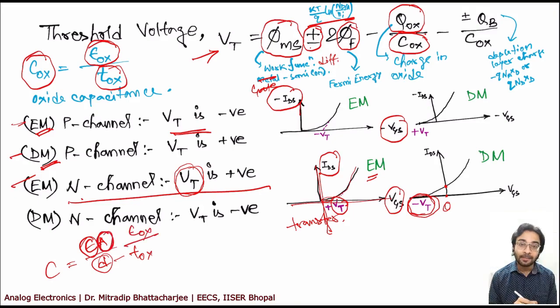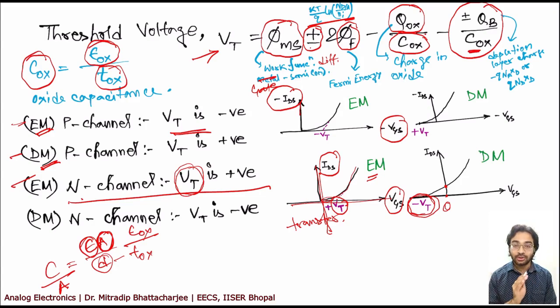We did not mention A. So whatever Cox we are getting, it's basically C by A. That means the oxide capacitance per unit area. So here the oxide capacitance is oxide capacitance per unit area. Okay, and then we have another term called QB by Cox. QB is the depletion layer charge, and that value is also either positive or negative depending upon whether it is NMOS or PMOS. For NMOS it is minus q NA XD, so it's a negative term. So here it is negative, here it is negative, so ultimately it will become positive for NMOS.